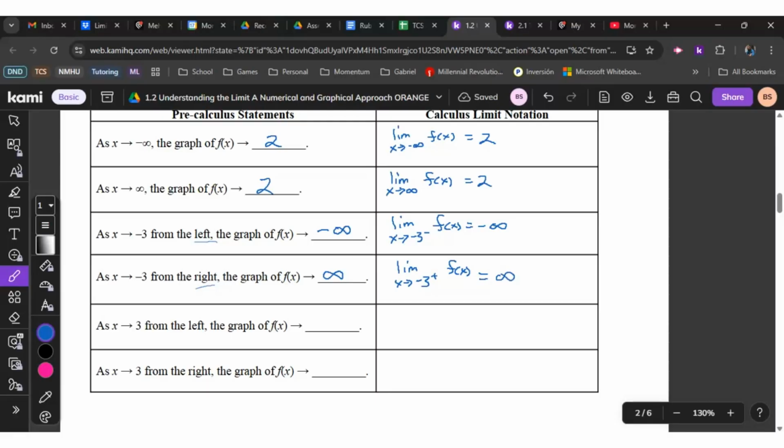Okay? So really, we're just taking a bunch of words that we had to use last year, and now we're saying it with just limit notation. Okay, so we're changing the way that we can write it.